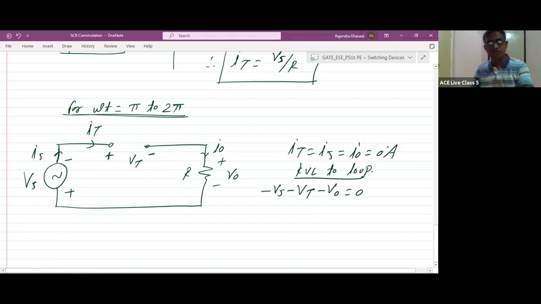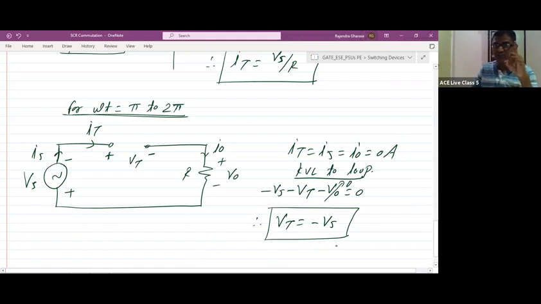So if I0 is 0, V0 will be equal to 0. So this V0 will be 0 only. Therefore, can we write VT is equal to minus VS? So the voltage across the thyristor will be negative. Voltage across the thyristor will be negative, right?